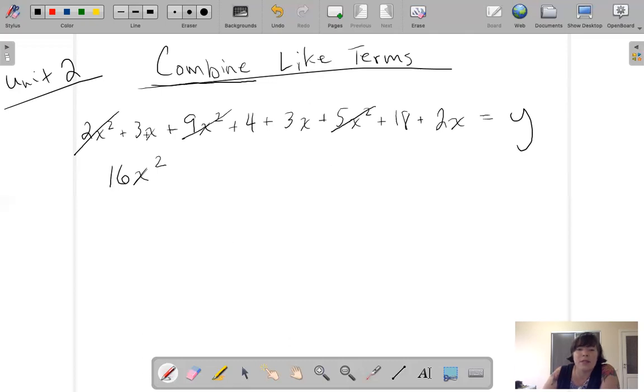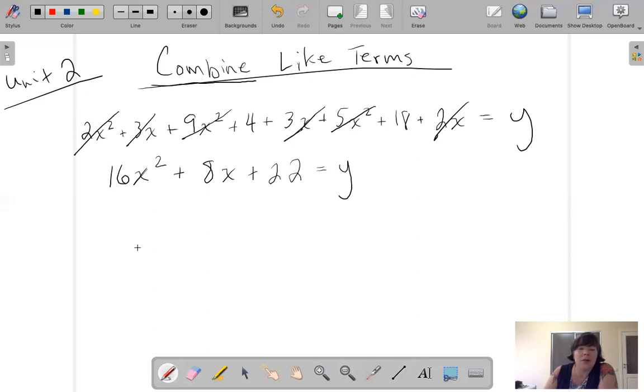Now, let's do just my x's. I've got 3x, 3x, and 2x. 3 plus 3 is 6, plus 2 is 8. So I've got 8x. And then I have 4 and I have 18. So that's plus 22 equals y. Yay! Okay, we have combined our like terms.